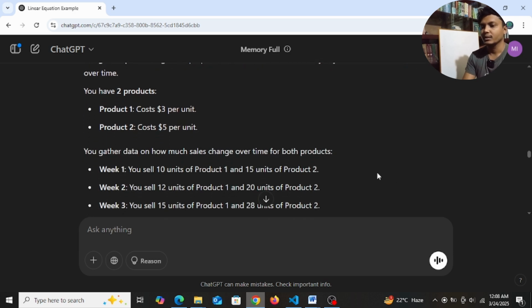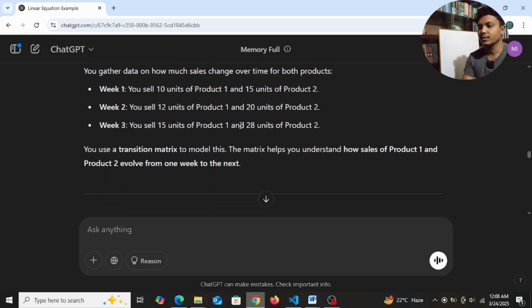So you have two products. Product one costs $3 per unit, and product two costs $5 per unit. You get the data on how much sales change over time for both products. So week one, you sell 10 units of product one and 15 units of product two. Week two, you sell 12 units of product one and 20 units of product two. In week three, you sell 15 units of product one and 28 units of product two.